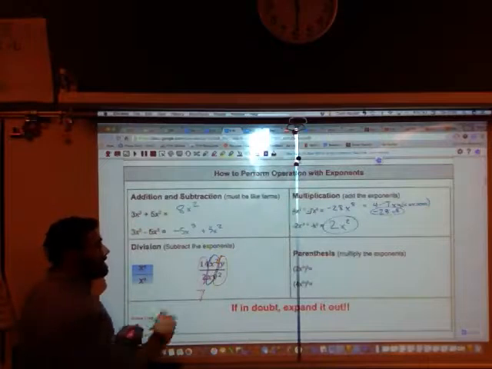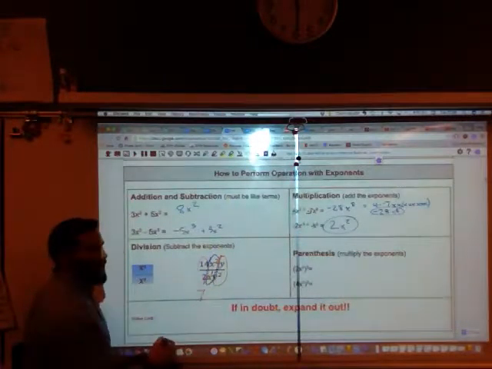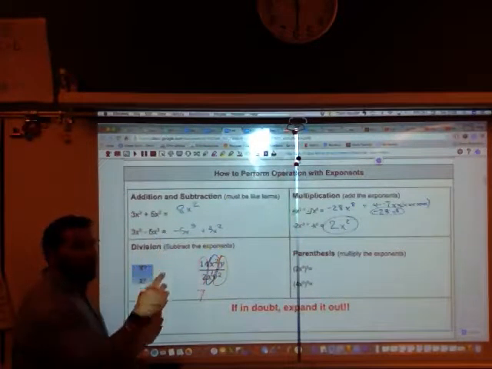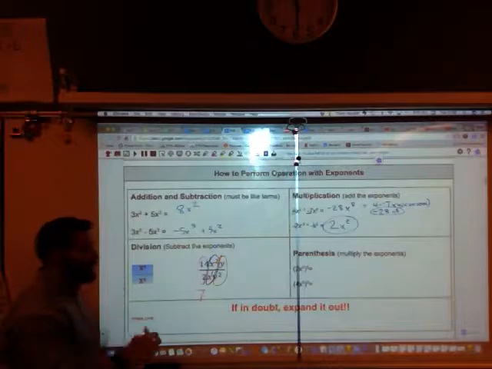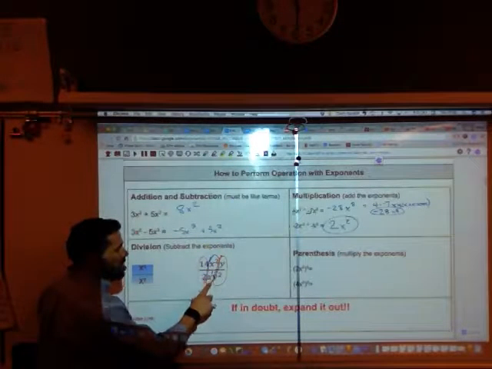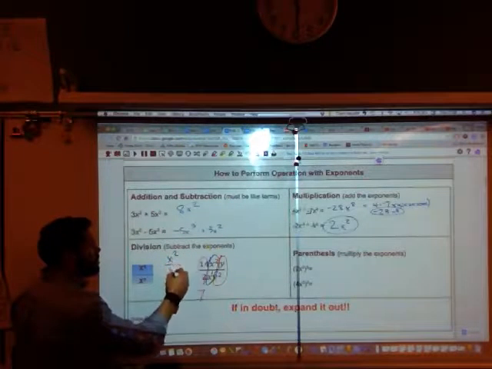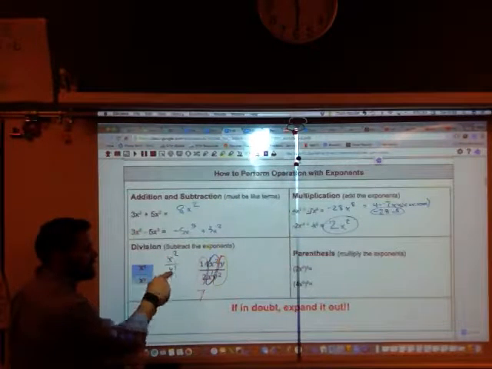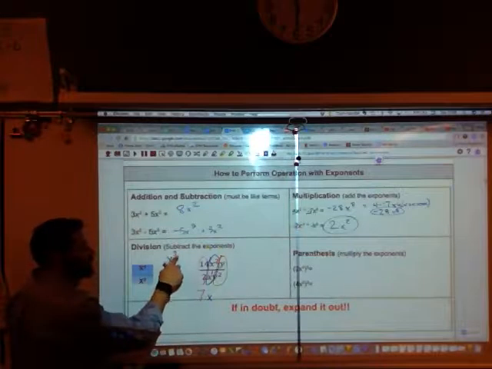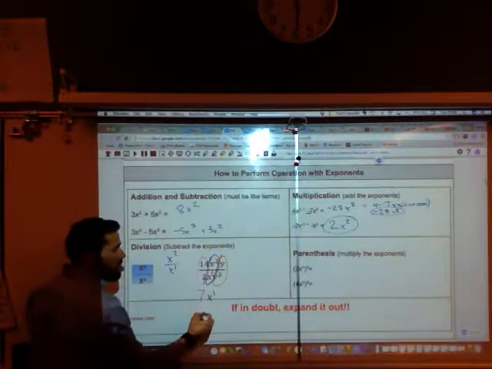Going to the x's, x squared, and that's actually x to the 1st. When there is no exponent, we assume it's to the 1st power. So x to the 2nd divided by x to the 1st. I'm just supposed to subtract the exponents. 2 minus 1 is 1.